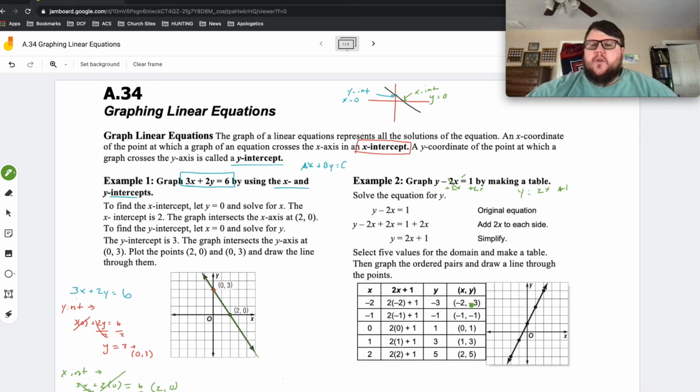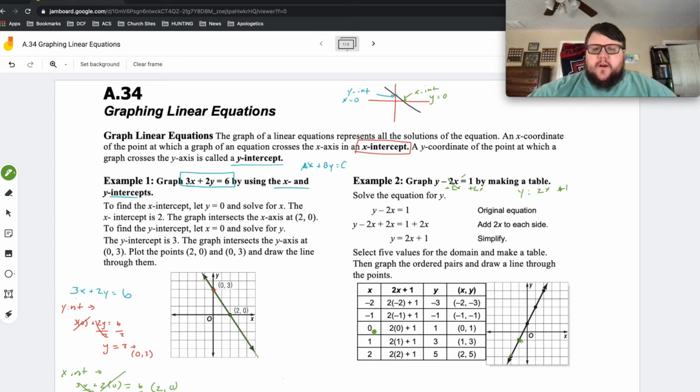Once you have your x and your y, you have an ordered pair. So when they plugged in -2, 2 times -2 is -4. -4 plus 1 is -3. So our point is (-2, -3), which is right there. Then -1: 2 times negative 1 plus 1. 2 times negative 1 is negative 2. Negative 2 plus 1 is negative 1. So our point is (-1, -1).